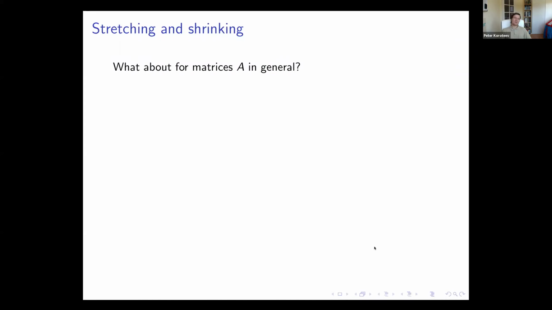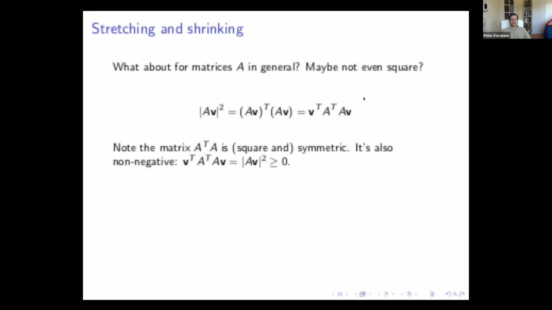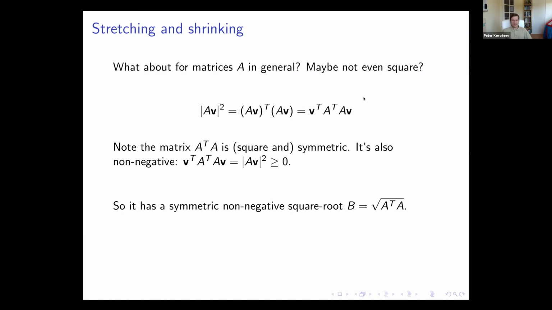So that was the story about symmetric matrices. How about for a matrix A in general, maybe if it's not a square matrix? So we can define the absolute value squared of AV as AV transpose times AV. So it will look like V transpose A transpose A V. Now A transpose A is symmetric, right? And square. And of course, it's non-negative, right? Because this is the same as the absolute value of AV squared. We just saw it above.